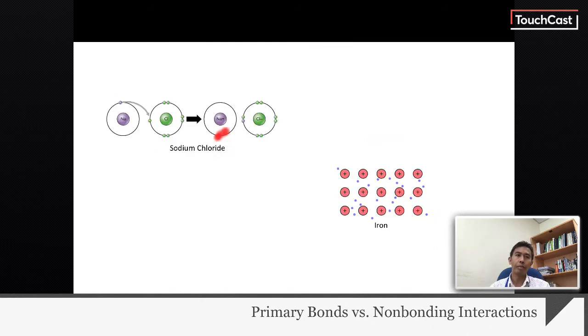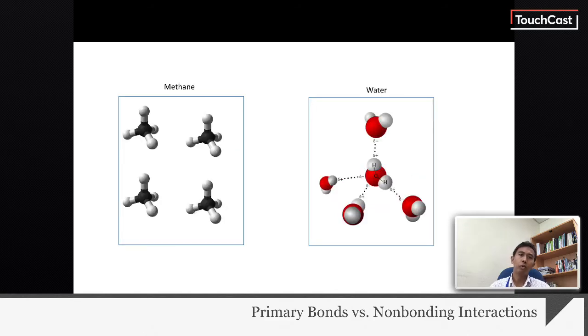Compounds formed from ionic or metallic bonds have their properties determined by the primary bonds, because in these compounds, all atoms are connected through primary bonds. For most molecular compounds that are formed from individual atoms connected by covalent bonds, the properties are determined by nonbonding interactions. The reason is that the covalent bonds define distinct molecules that interact with other molecules only through nonbonding interaction.